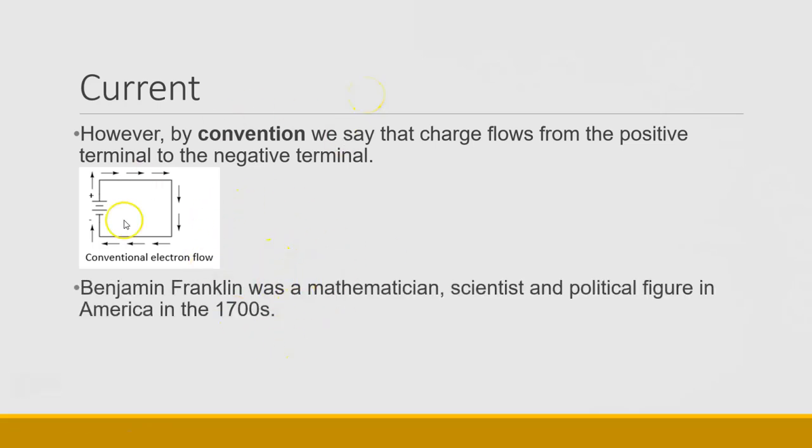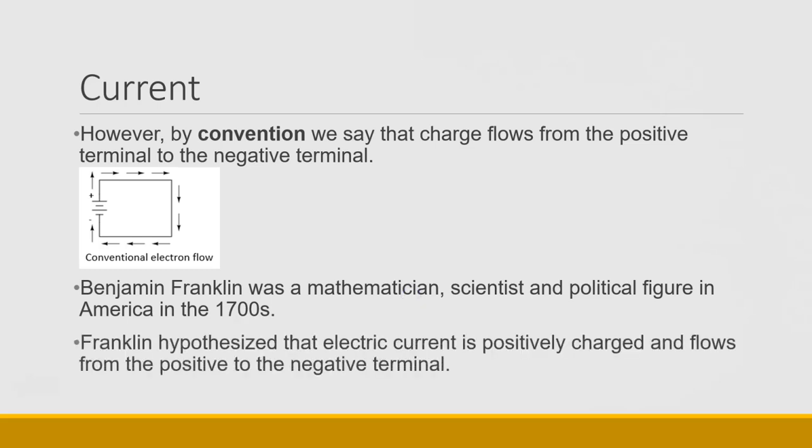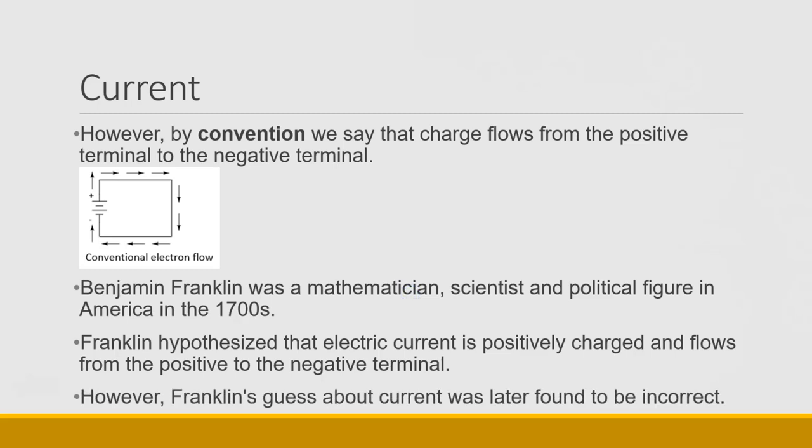Where this comes from is Benjamin Franklin, who was a mathematician, scientist, and political figure in America in the 1700s. And he hypothesized that electric current is positively charged and it flows from the positive terminal to the negative terminal. Unfortunately, his guess was wrong.